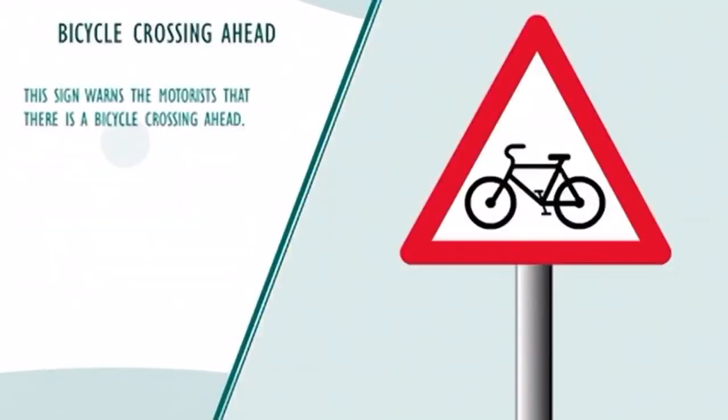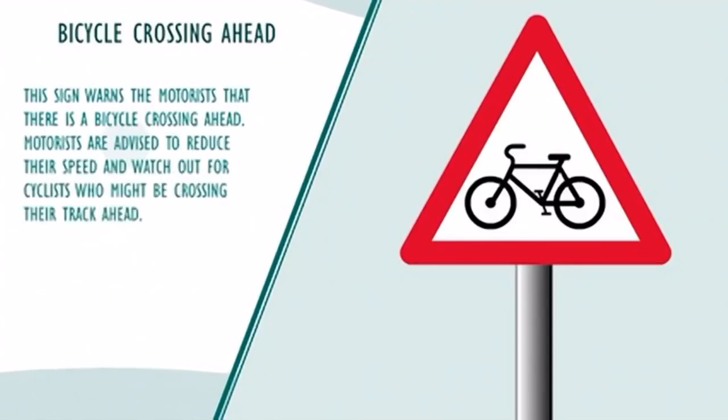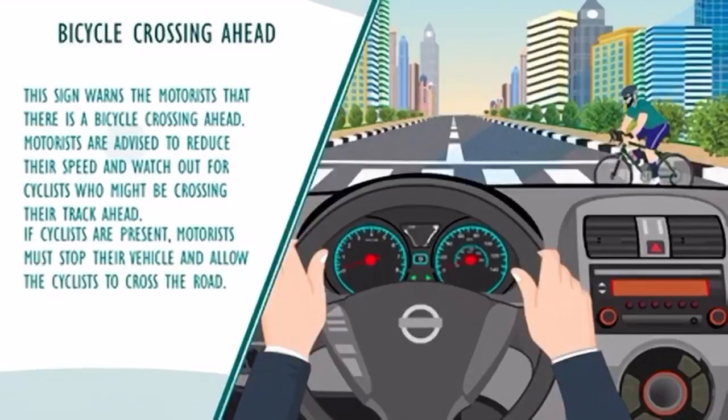This sign warns the motorists that there is a bicycle crossing ahead. Motorists are advised to reduce their speed and watch out for cyclists who might be crossing their track ahead. If cyclists are present, motorists must stop their vehicle and allow the cyclists to cross the road.